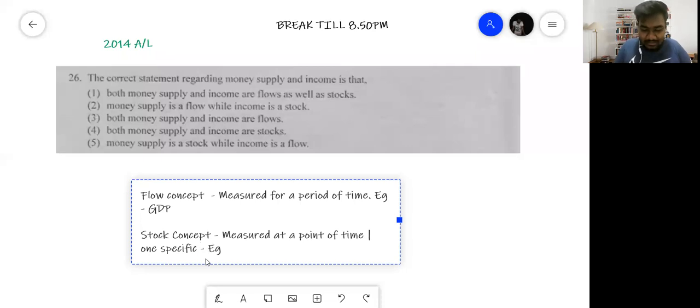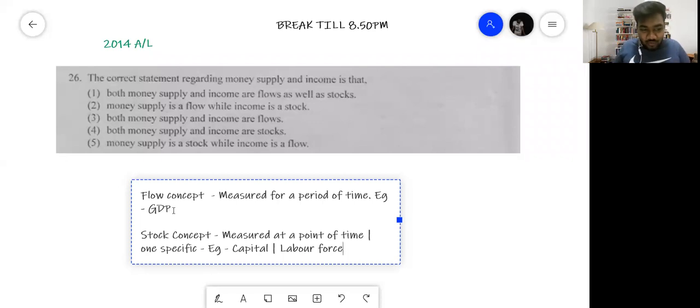Now, for example, the capital stock. Remember, we say capital of a country. So you can say exactly at this point, we have this much amount of capital. Then let's say investment. Investment is more of a flow concept, measured for a period. But things like capital and the amount of labor, the labor force, you can say exactly at this point, this is the amount of people that we have in the country.